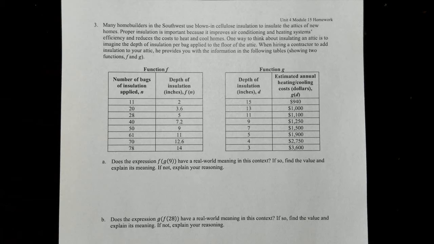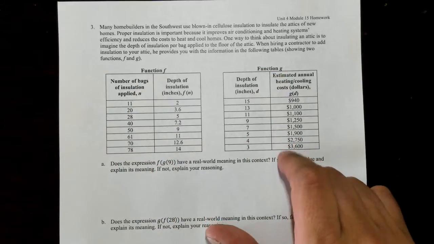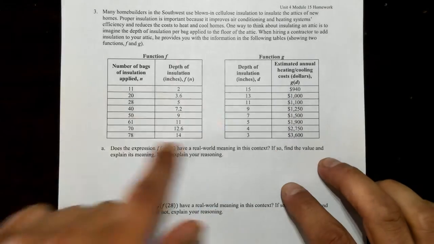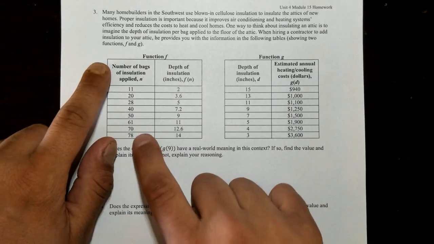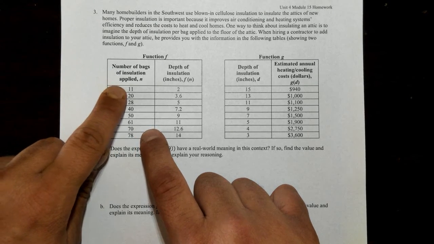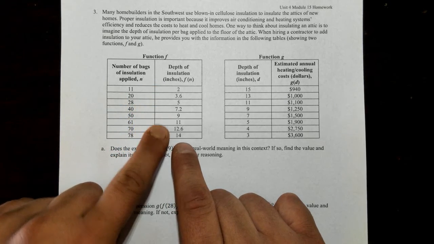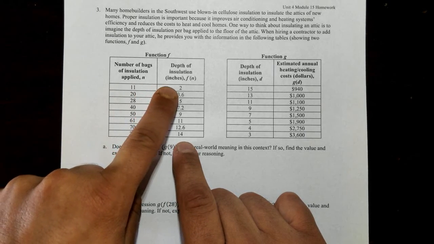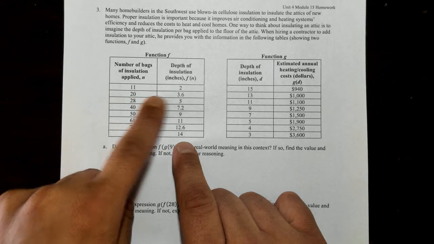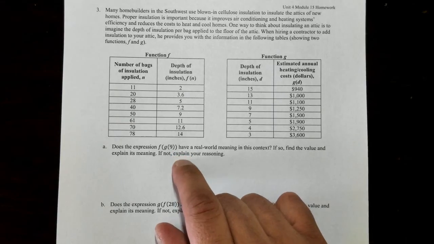When hiring a contractor to add insulation to your attic, he provides you with the information in the following tables. So he shows you two tables. One is the function f, and the other is the function g. The first table talks about the number of bags of insulation applied. This is the number of bags, and this would be the corresponding depth. At 11 bags, we'd have a depth of 2 inches. At 20 bags, we'd have a depth of 3.6 inches, and so on.